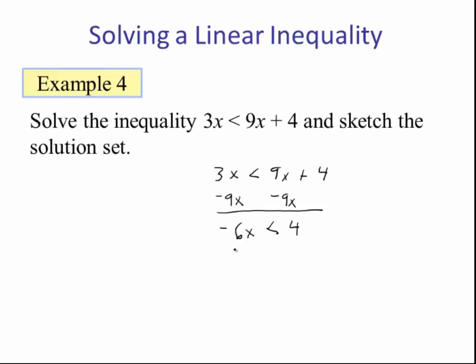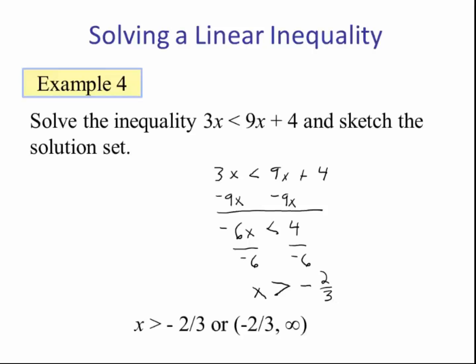Now to get rid of the negative 6, I have to divide, and we're left with x. Because I'm dividing by a negative number, I have to flip the sign. Positive divided by negative is a negative, and 4 over 6 reduces to 2/3. So the inequality is x is greater than negative 2/3. The solution set is all numbers greater than negative 2/3. And we can write this in interval notation as parenthesis negative 2/3, comma, infinity, parenthesis.